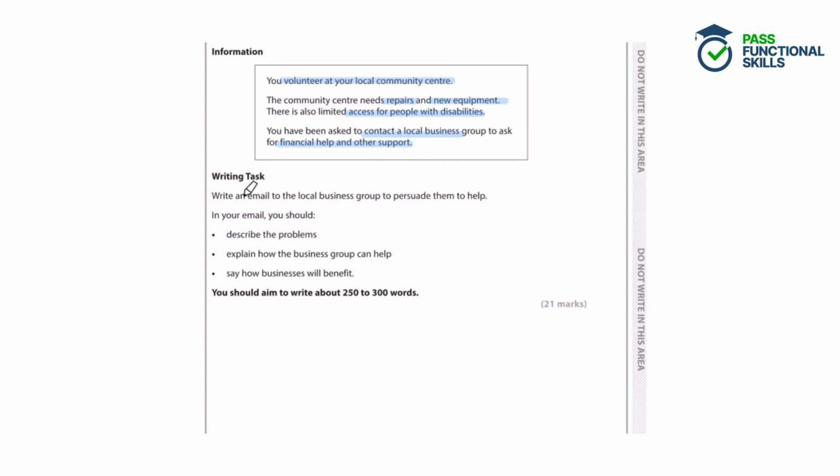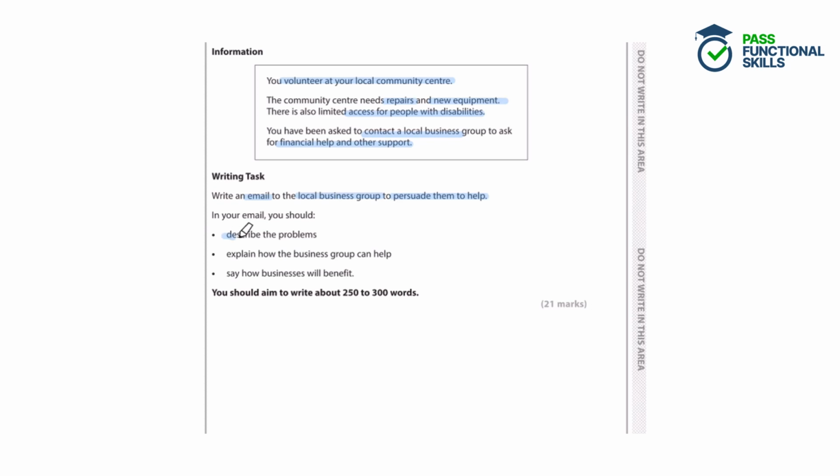So we've been given the text type here. We need to write an email. And we've been given the audience, the local business group. And we've got a little bit about the purpose here. We want to persuade them in order to help save the community centre. So we need to tick all of these boxes.